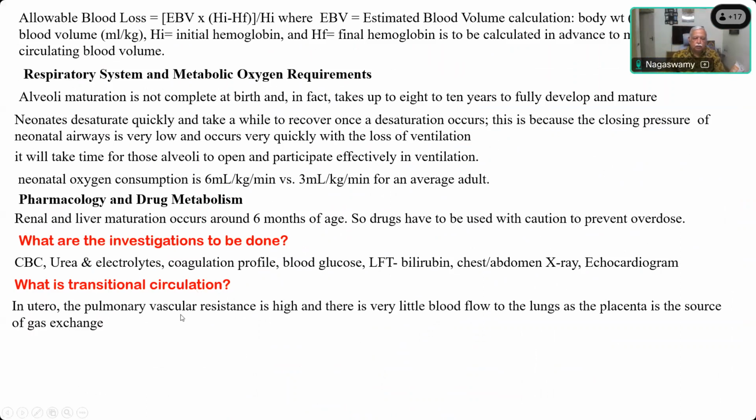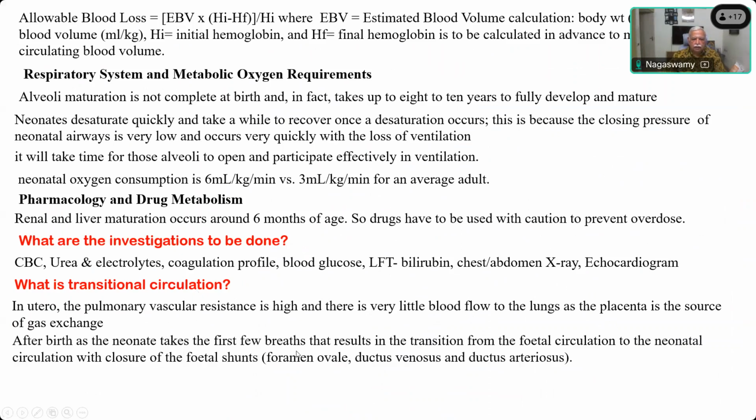So in utero, pulmonary vascular resistance is high, and there is very little blood flow going to the lungs. And the placenta is the main source of gas exchange for the fetus, as all of you know. But once the baby is born and takes a few breaths, the pulmonary pressures come down, and blood starts flowing through them, and ventilation is the main method of gas exchange instead of depending on the placenta. Okay? So changes from the fetal shunts.